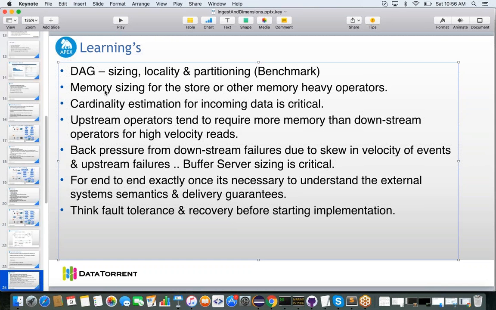Same is true for, let's say, sending alerts to SMTP servers. You have to keep track of what you have sent. If the operator goes down, then you don't want to resend that. There is an interface available to do semantics like those, which is called a window data manager. So you can basically use that and snapshot the state of what you are doing in a window to persistent storage. There is a default implementation available out of the box, which is the FS data manager, a file system backed data manager, to do that. And I would say think fault tolerance and data recovery before you start implementing any distributed system.